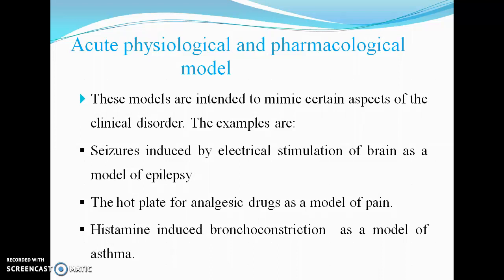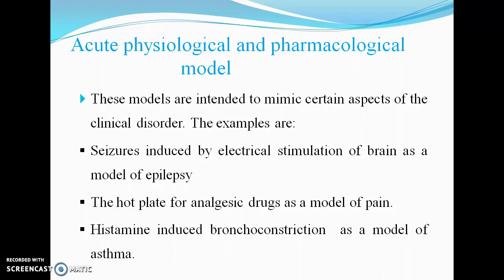Let us consider some examples to understand how the mimicking is exhibited in animals. Seizures induced by electrical stimulation: by passing an electrical stimulus through the brain, epilepsy is observed in the animal for a shorter period. One more example: a physical screening technique can be used to check the analgesic activity of centrally acting analgesics by using a hot plate. This is also an acute model. For a shorter duration, pain is observed in the animal, by how long the animal stays on the hot plate.